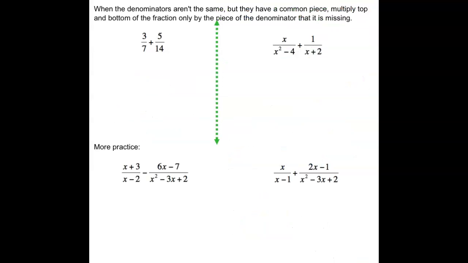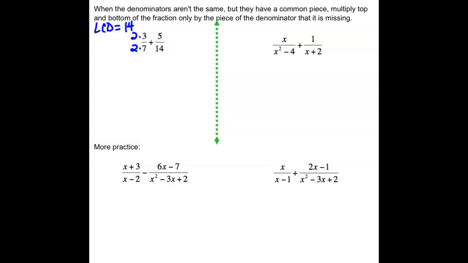When the denominators aren't the same, but they have a common piece or a common factor, we're going to multiply the top and bottom of the fraction only by the piece of the denominator that is missing. So if you look at this, our denominators are 7 and 14. Our LCD would be a 14. We can make that 7 become a 14 to match the other fraction, simply by multiplying by 2. So here's a case where one of the denominators is already fine the way it is.